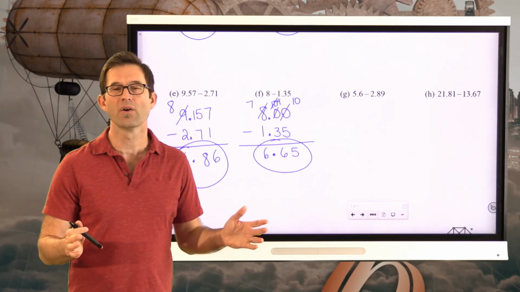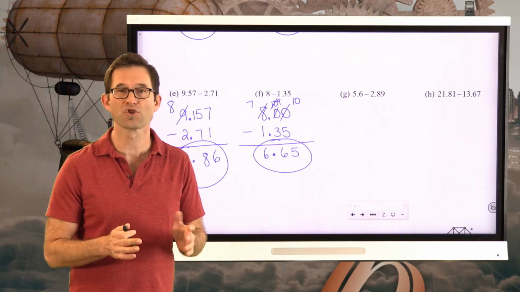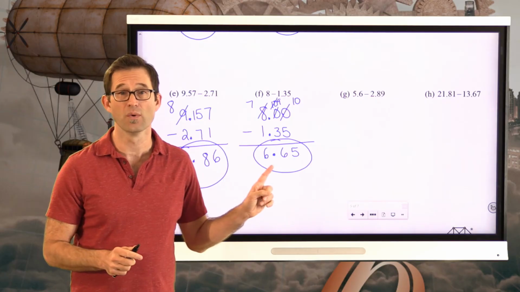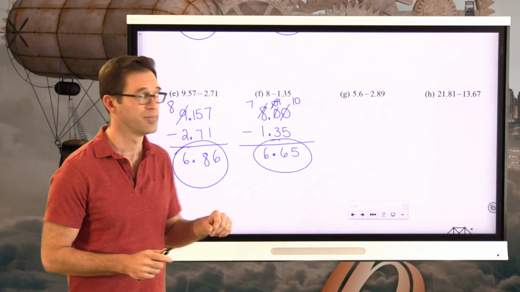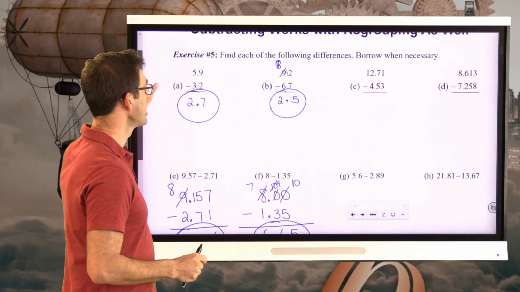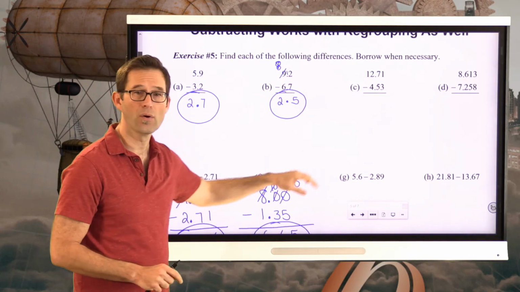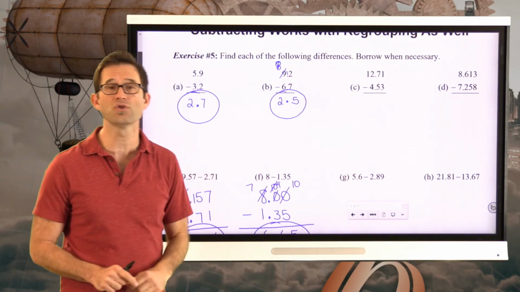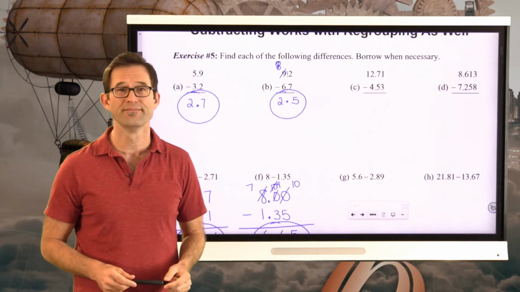All right? No different here than what you've done with subtraction of whole numbers. It's just an issue of keeping track of that decimal place. All right, what I'd like you to do now is pause the video, work on C, D, G, and H, and then we'll come back and go through them.